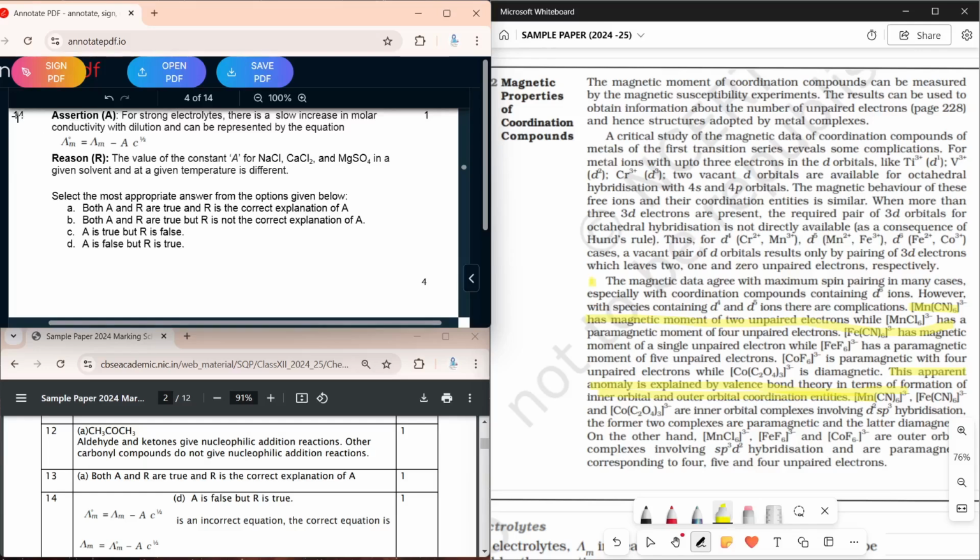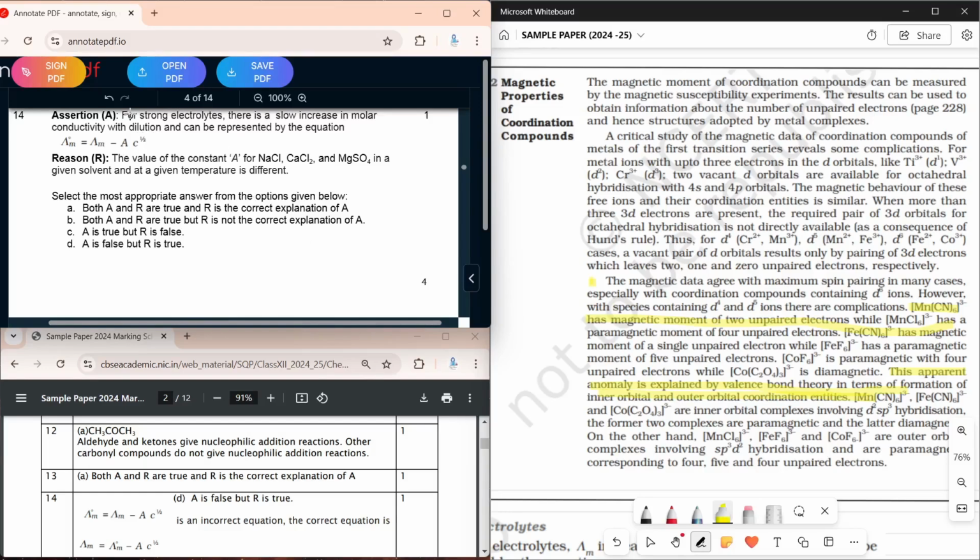So we've next been given question number 14. It's also an assertion and reasoning question. For strong electrolytes, there is a slow increase in molar conductivity with dilution, and it can be represented by this particular equation. The value of the constant A for NaCl, CaCl2, MgSO4 in a given solvent at a given temperature is different. So first of all, looking at the words electrolytes and conductivity, we can safely assume that this is from the chapter electrochemistry.